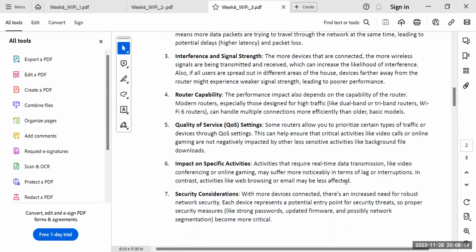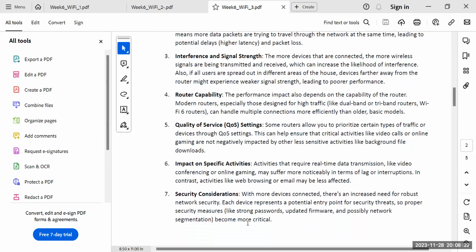Impact on specific devices. Activities that require real-time data transmission like video conferencing or online gaming may suffer more noticeably in terms of lag or interrupts. In contrast, activities like web browsing or email may be less affected, obviously, because of the type of activity that you're performing. Obviously, video conferencing or online gaming is more challenging.